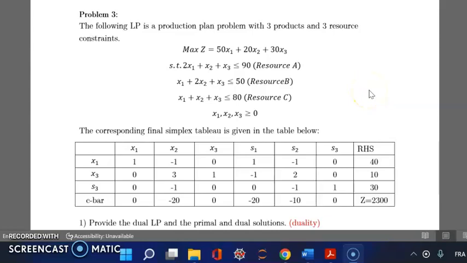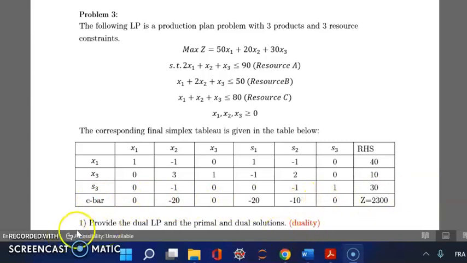Hello, in this video we're going to be working on problem 3 from the additional tutorial I uploaded. So this is the LP given. It's a production plan LP with 3 products and 3 resources. And we are given the final simplex tableau, and we can tell that it's the optimal tableau by looking at the C bar row, as it only contains 0 or negative numbers.